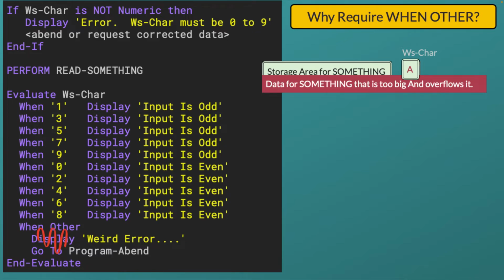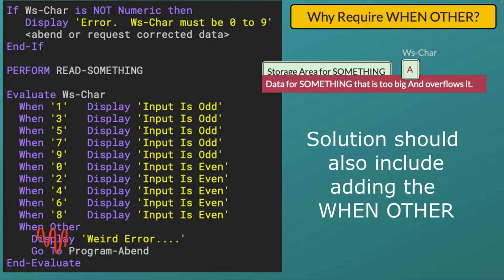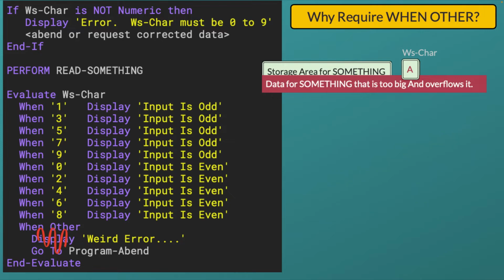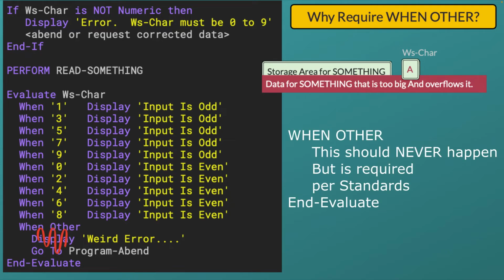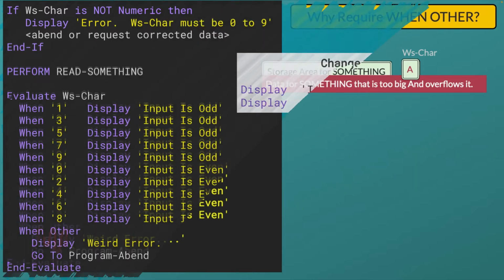The solution for correcting the program was simple: recompile the program to pick up the changed copybook. That was the easy part. It took a couple of weeks to write an ad hoc program to undo the processing errors that occurred due to the overflow issue. This explains how making when other non-optional can help uncover human errors.